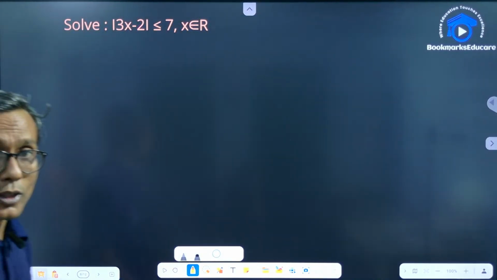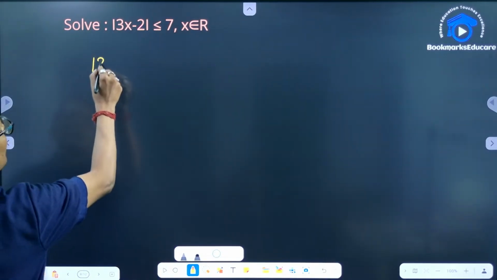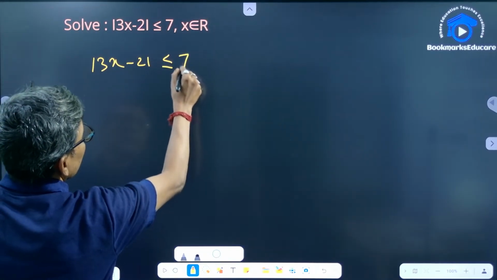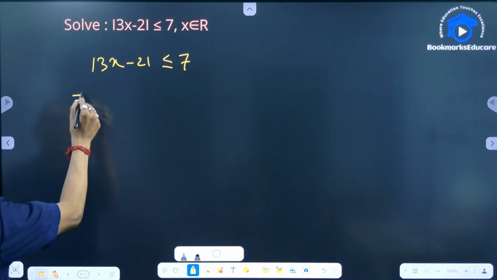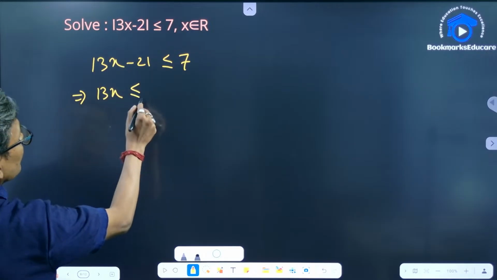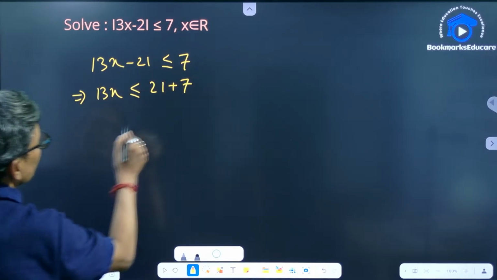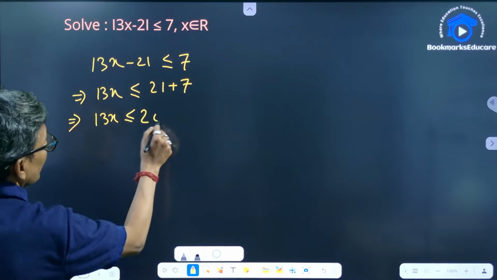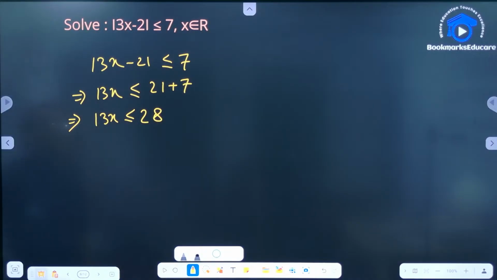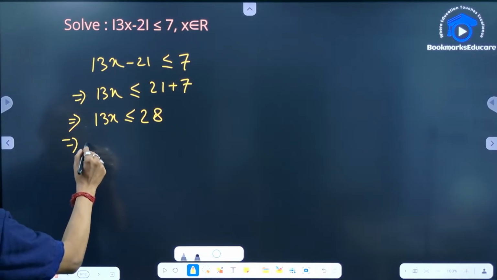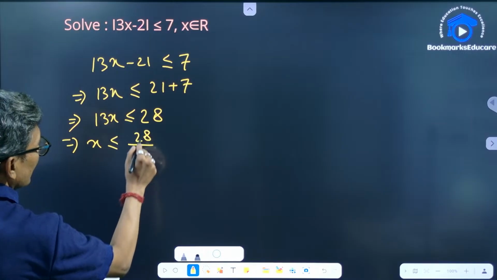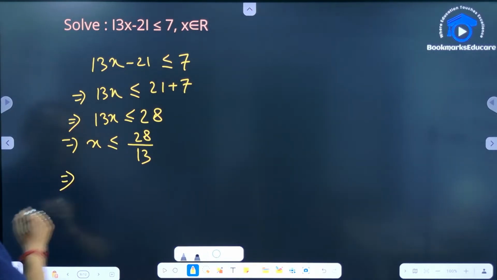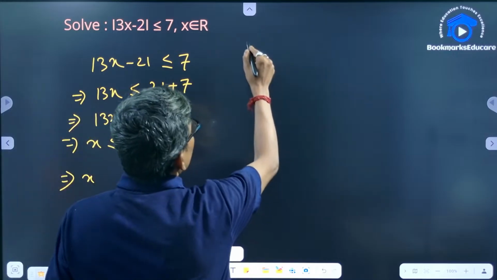Next sum. Now come to the next sum. 13x minus 20y less than 7.